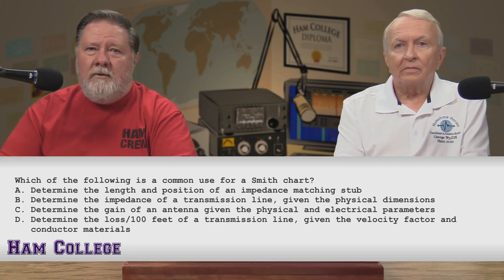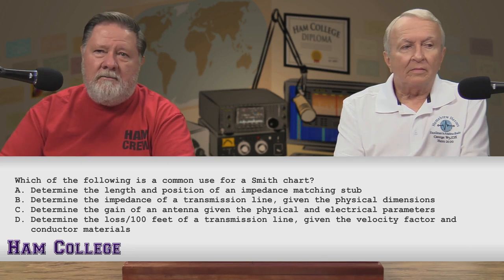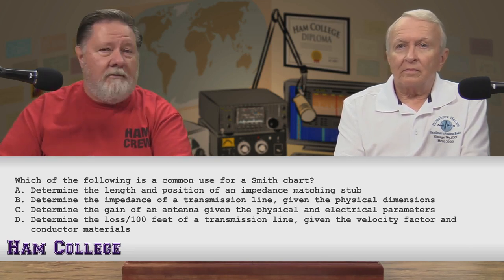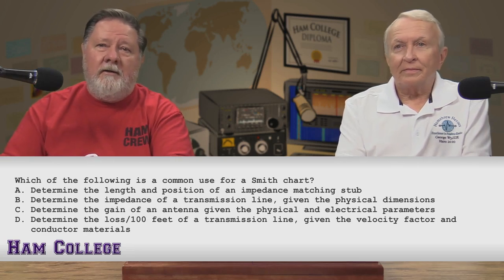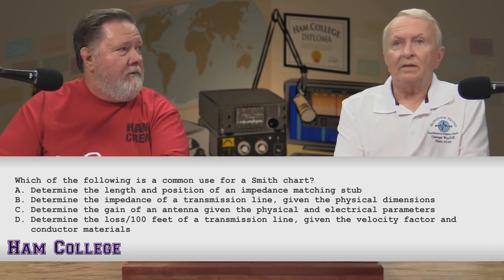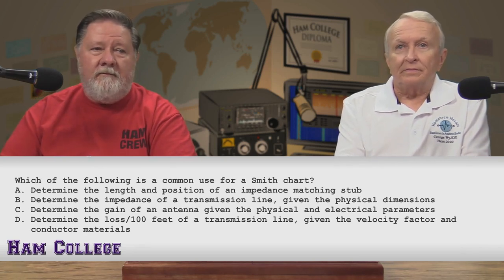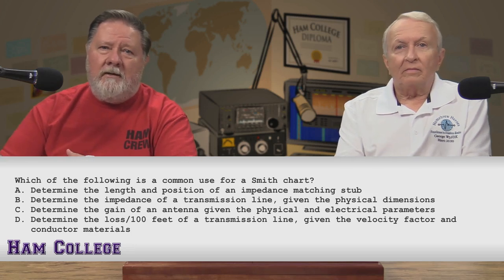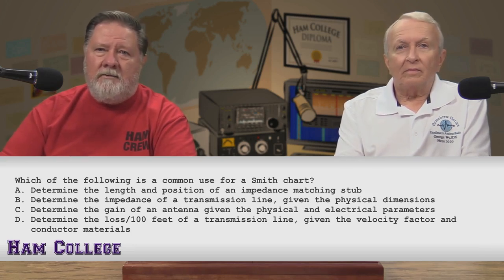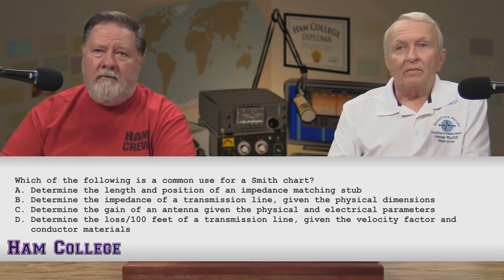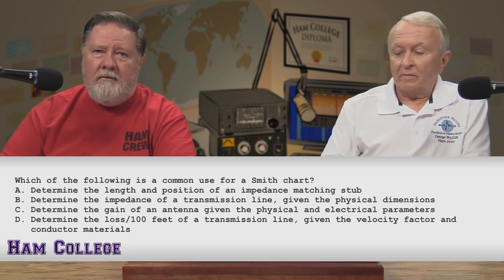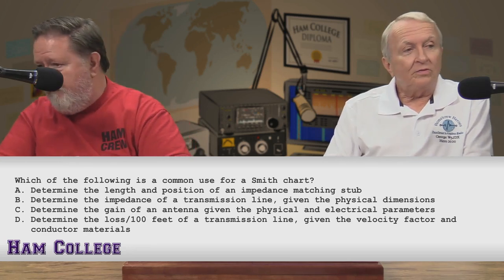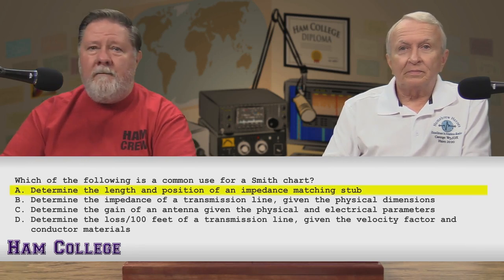B seems somewhat plausible, but A seems like the more likely answer. I've never used a Smith chart, but I know it's on my NanoVNA. So it's a function of that tool. I think it's probably A, that you can determine the length and position of a stub, but I'm not sure. So is that your answer? Yeah, A. That's what the chat room's saying too.